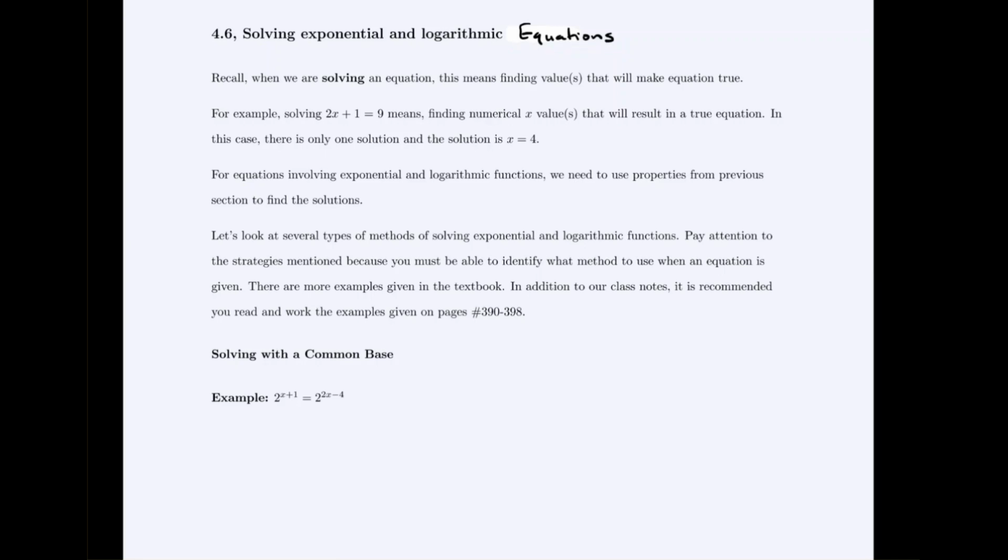Let's review the basic function of solving an equation. Whenever you solve an equation, that means you are finding all input values that would make the equation true. For example, if I'm trying to solve the equation 2x + 1 = 9, that means I need to find every value of x that would result in a true equation.